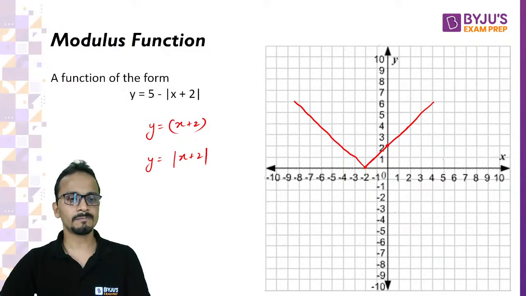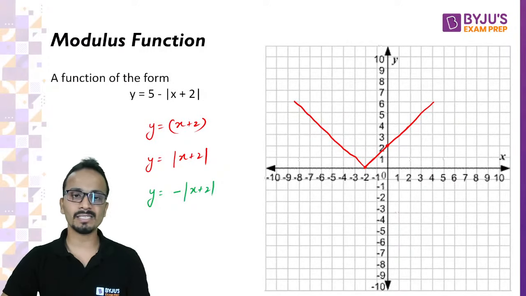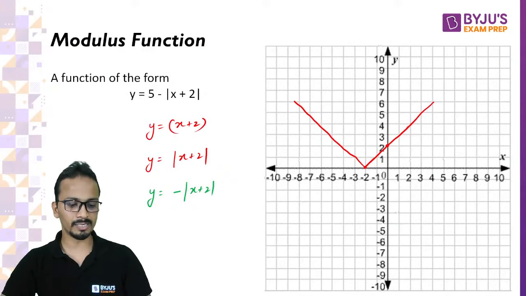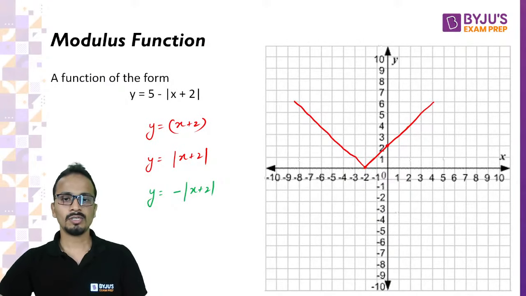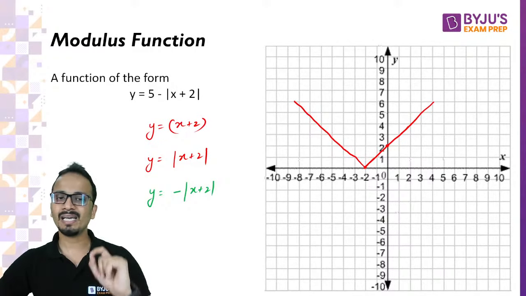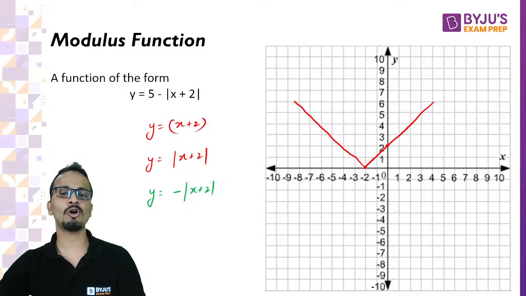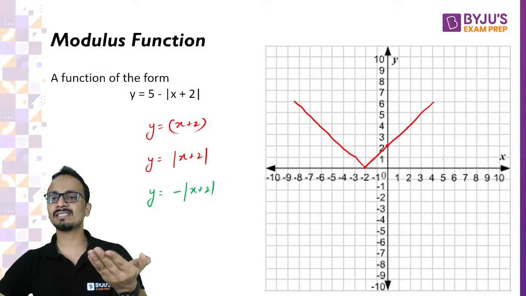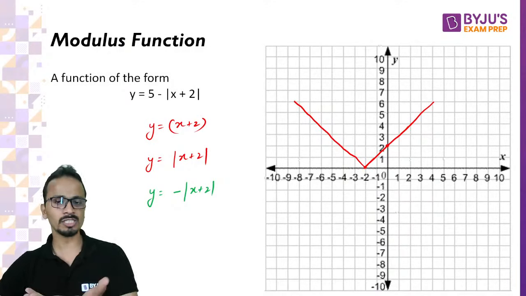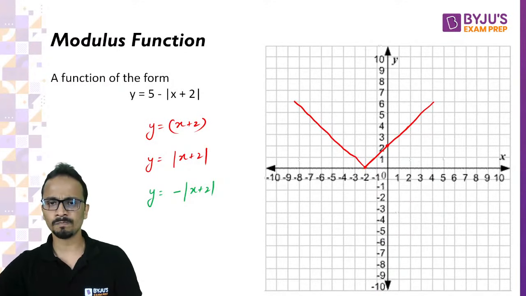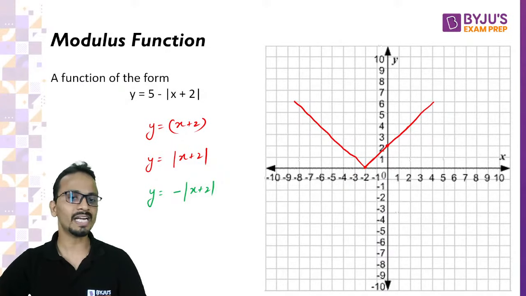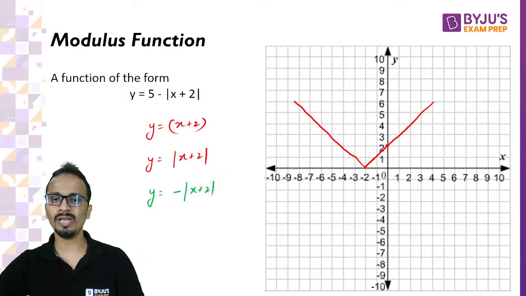Now the next step is we'll plot the graph of y equal to negative of modulus of x plus 2. So what I did is, I applied a minus in front of it. So this graph will be completely reflected along the x-axis. Complete reflection will happen along the x-axis. Whatever is above the x-axis will go below, and whatever is below will come above. Now since this graph is completely above the x-axis, the new graph of y equal to negative of modulus of x plus 2 will be like this.